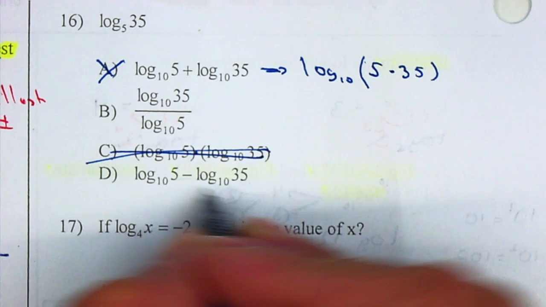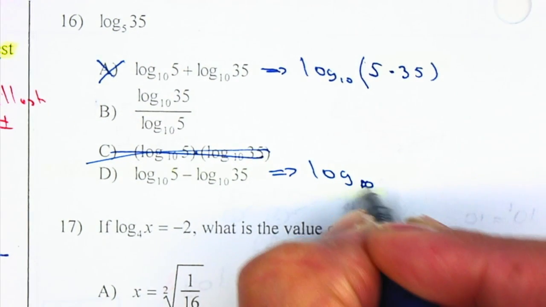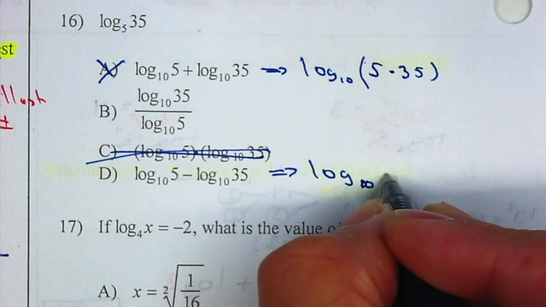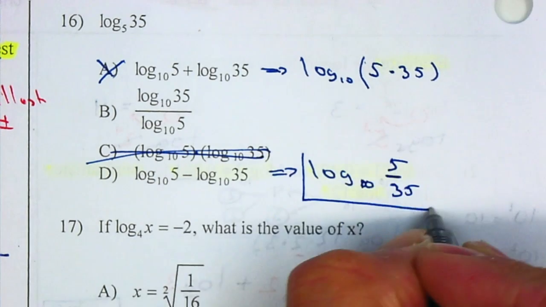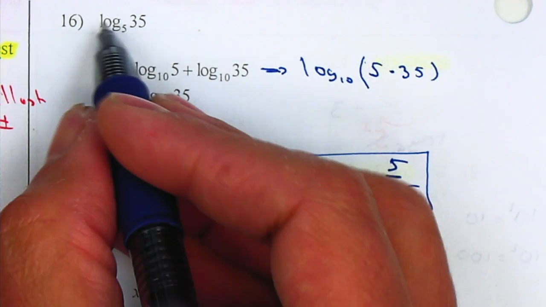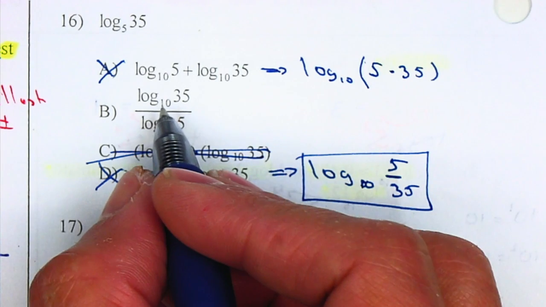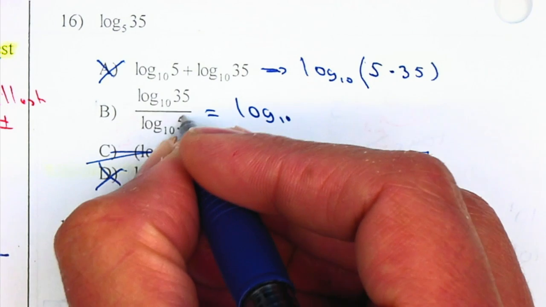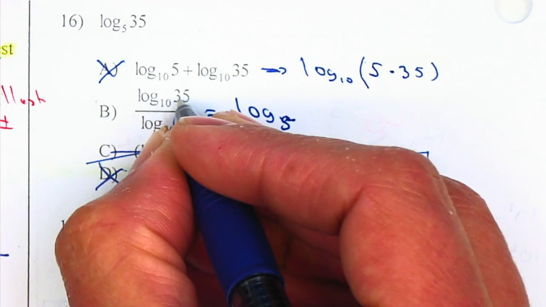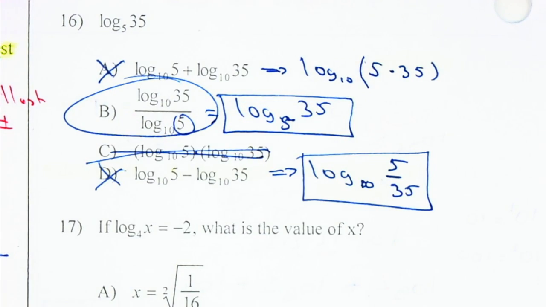Letter D, if there's a minus, we're going to have log base 10. And because there's a minus, there should be a division, 5 over 35. Is that the same? No. This is a change of base. So we're going to place into one log. The 5 goes into the base. The 35 is the large one. Is that the same? Yes.